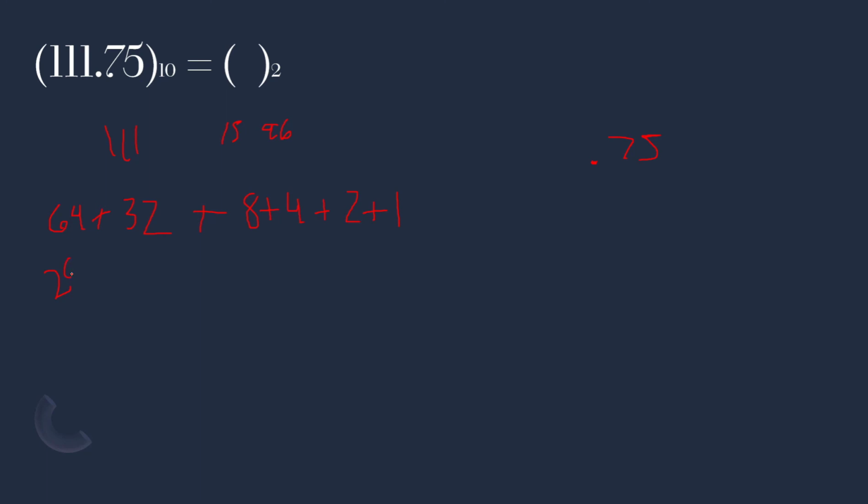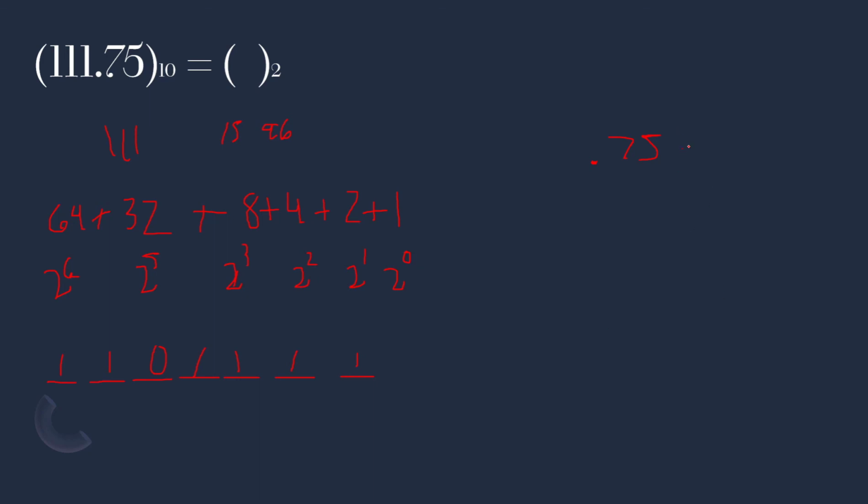So that is 2 to the 6, 2 to the 5, 2 to the 3rd, 2 to the 2nd, 2 to the 1, and 2 to the 0. So let's count out 7 places: 1, 2, 3, 4, 5, 6, and 7. 1, 1, 0, 1, 1, 1, 1. That is our integer part.